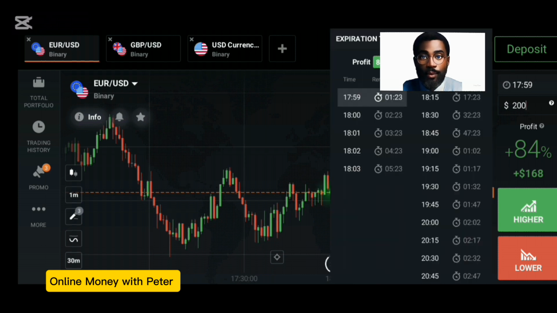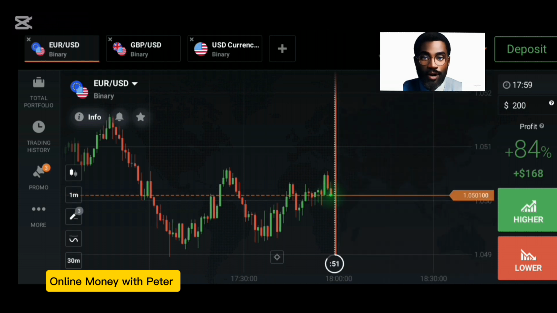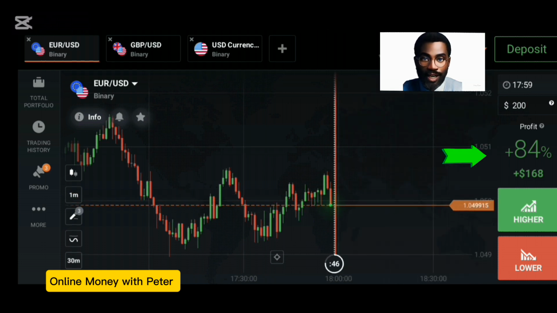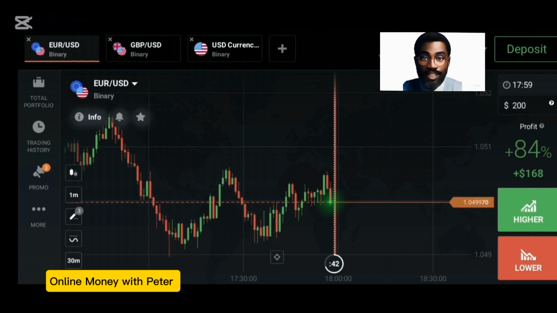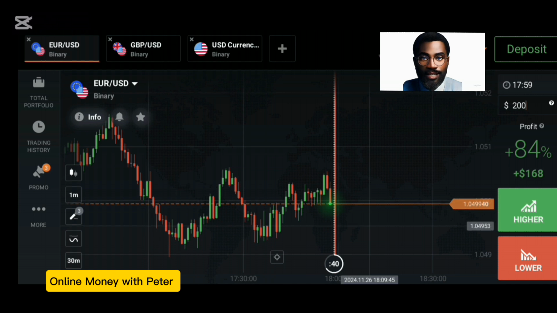My expiry time is 1 minute. Just 1 minute, and I'm going to get 84% return on my investment, which means my profit is going to be $168. All right, so let's see what's happening here.